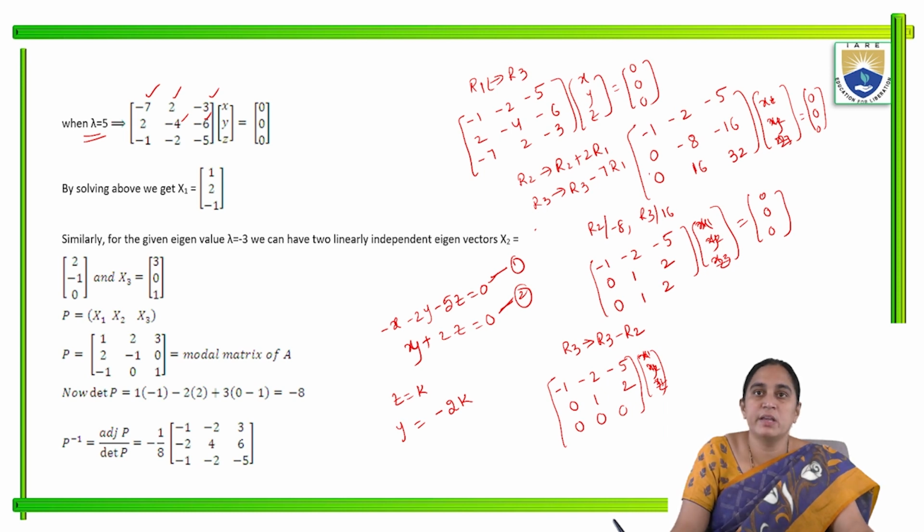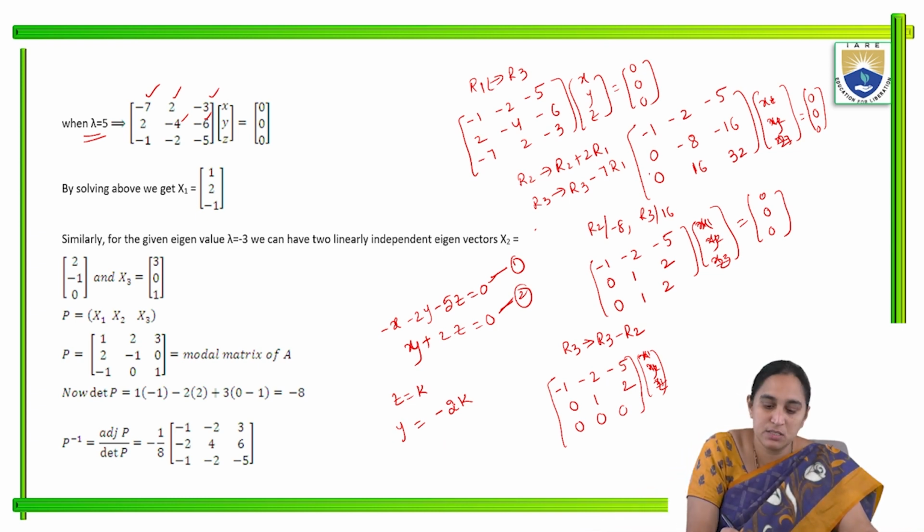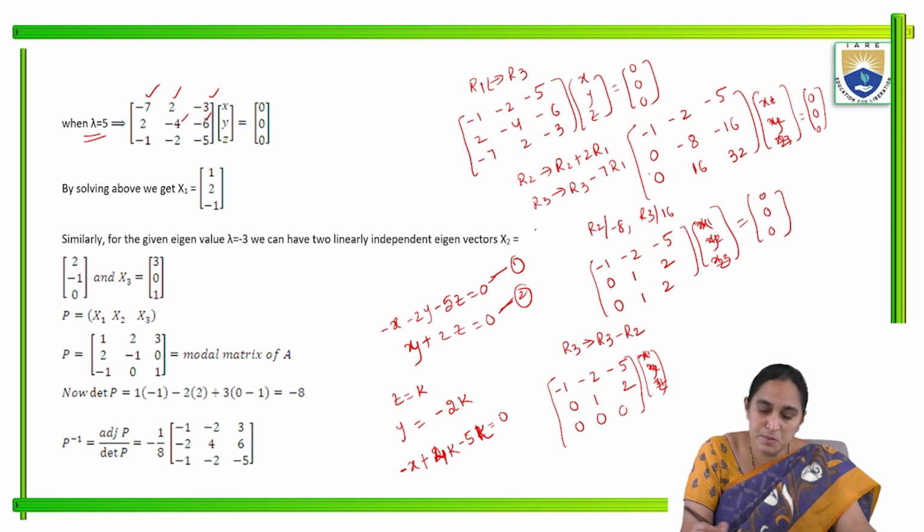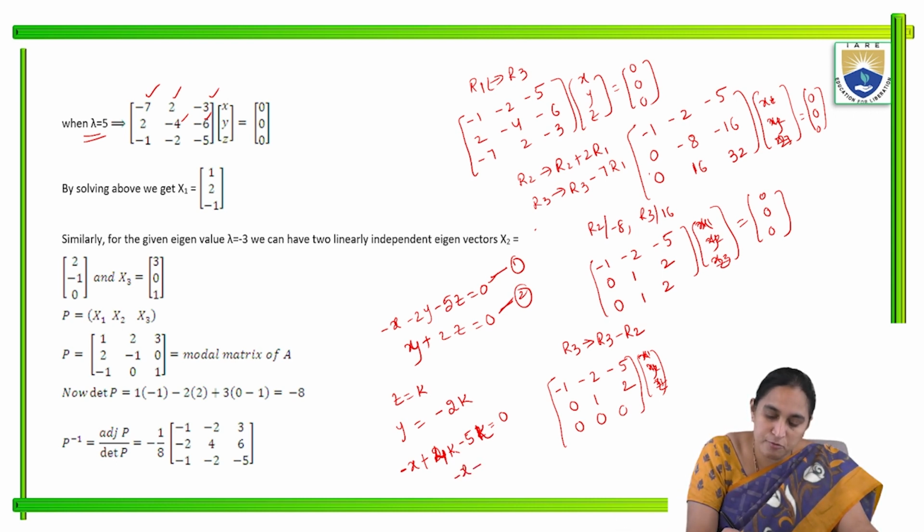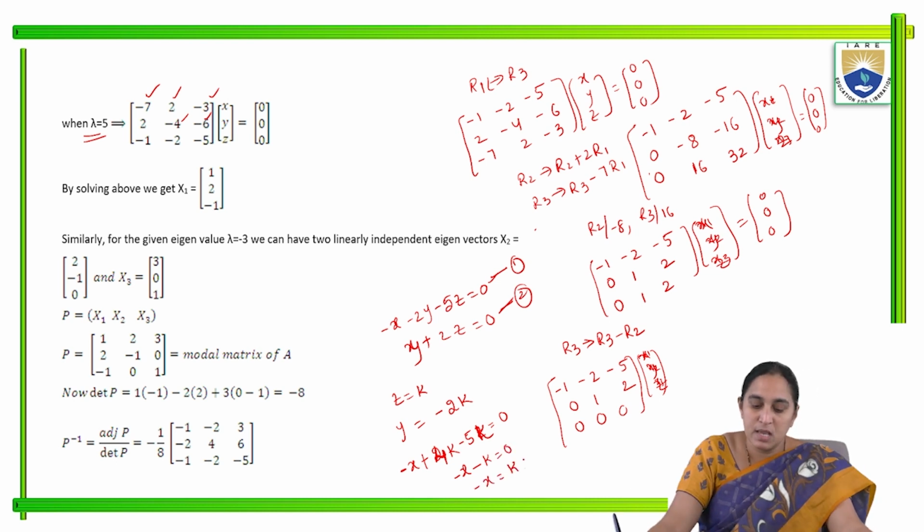From that, what about y? y is equal to -2k, from the second equation. Now we know y and z. Substitute in the first equation: -x, plus 2 into 2k, that is 4k, minus 5 into z, which is k. That means -x -4k... minus 5k, that is -x is equal to k. Therefore, x is equal to -k, z is equal to k, and y is equal to -2k.